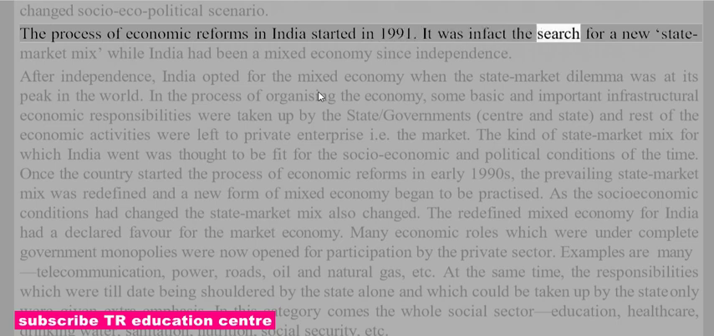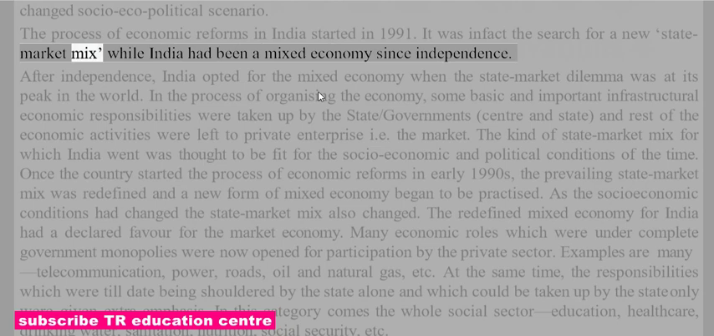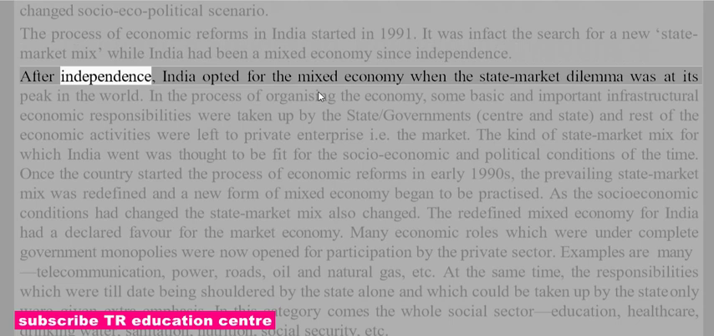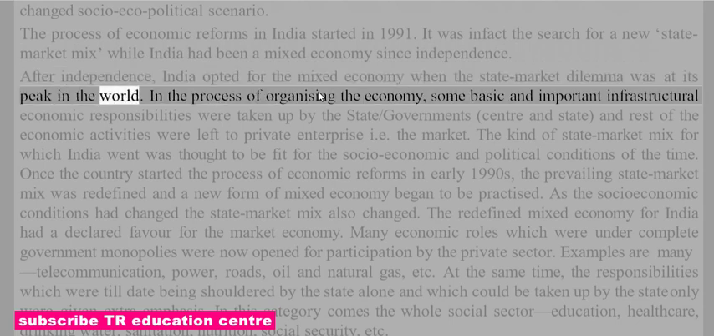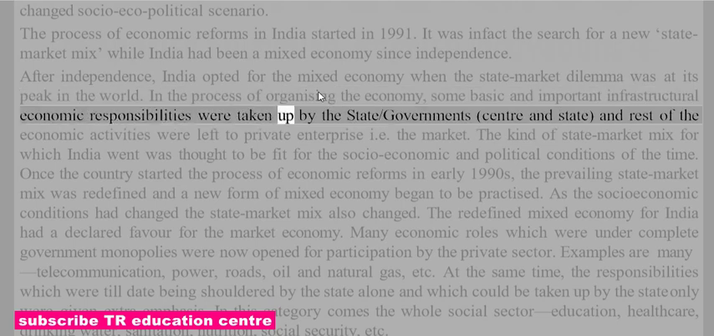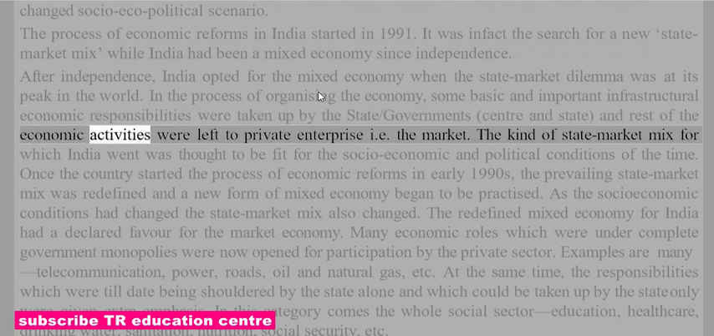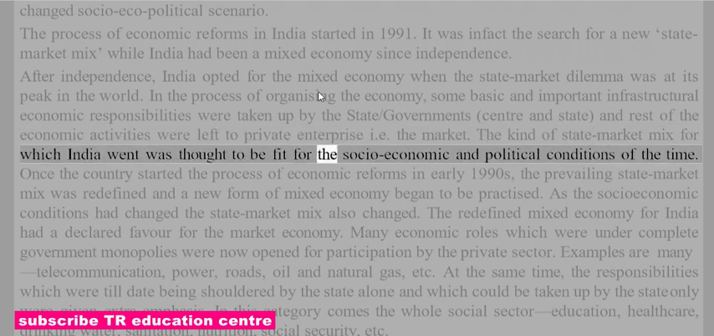It was in fact the search for a new state-market mix, while India had been a mixed economy since independence. After independence, India opted for the mixed economy when the state-market dilemma was at its peak in the world. In the process of organizing the economy, some basic and important infrastructural economic responsibilities were taken up by the state governments, center and state, and the rest of the economic activities were left to private enterprise, i.e. the market. The kind of state-market mix for which India went was thought to be fit for the socio-economic and political conditions of the time.